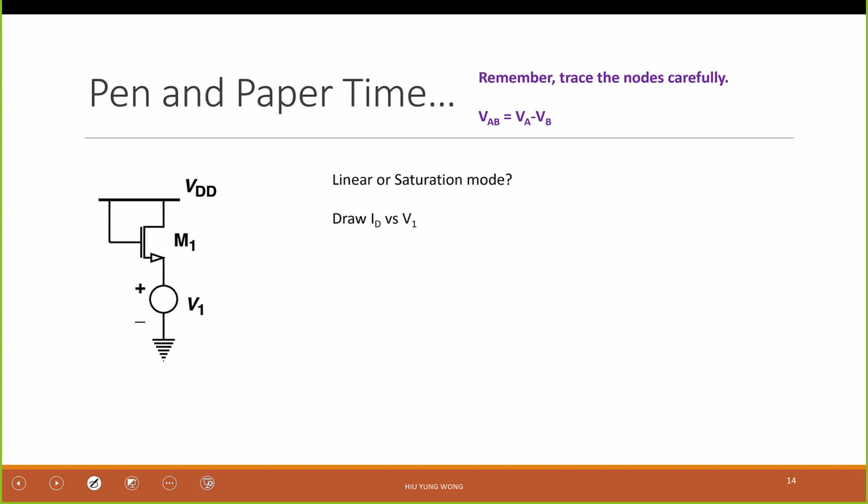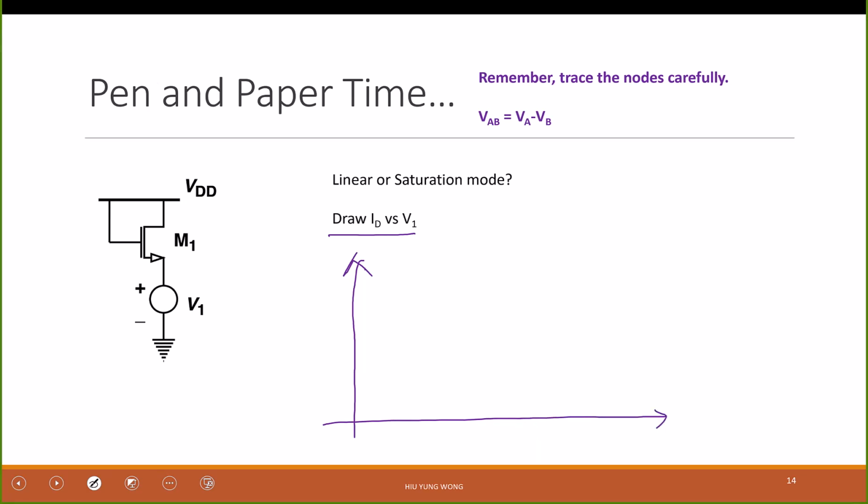So let's look at the last example. I want you to draw ID versus VIN. Now, when you look at this, don't jump into it. Don't dive right away. Understand the question first. What is the meaning of drawing ID versus V1? Basically, I want you to plot a graph. It's just like in an experiment. You ask, okay, now I need to do an experiment. What I'm asked to do is change V1, and then measure ID with this circuit.